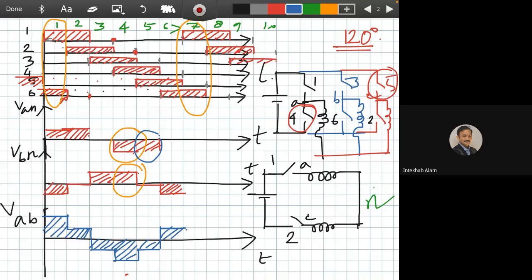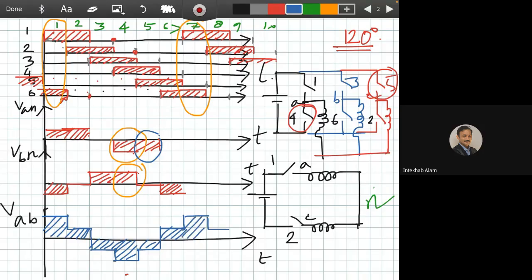So what is the RMS value? What is the DC value? The DC value will be 0, no doubt, because the output will remain in this fashion. Okay. So this is in this fashion. So do you have any question?